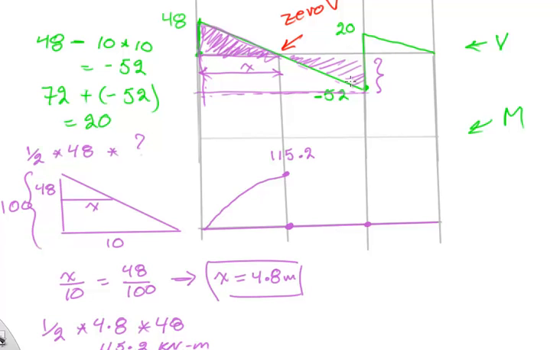Okay, now what about the moment at this point? Basically I'll add the area of this triangle to the previous moment. So what is the area of this triangle? I'm going to do it over here. It's 1/2 multiplied by 52 multiplied by this distance. This distance is whatever is left after I calculate the 4.8. I subtract it from the 10, and when I subtract it from the 10, I'll get 5.2.